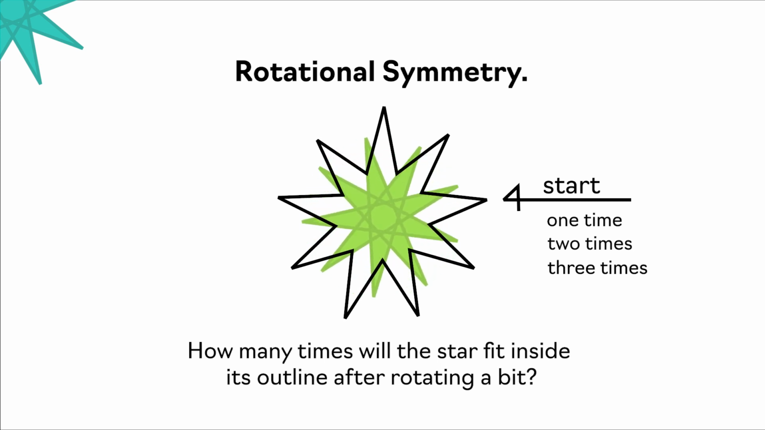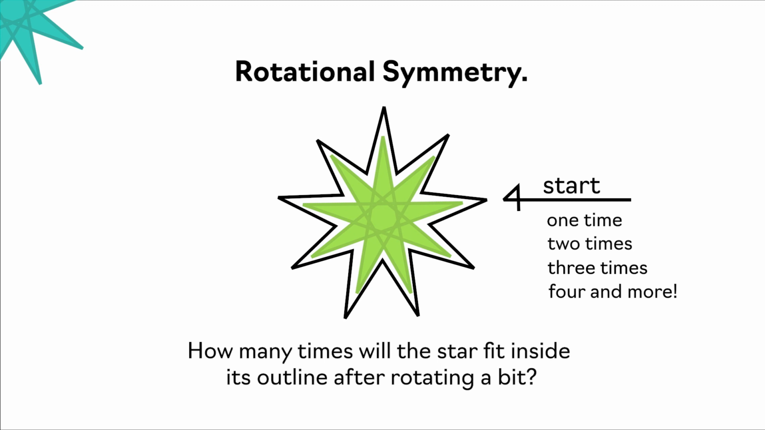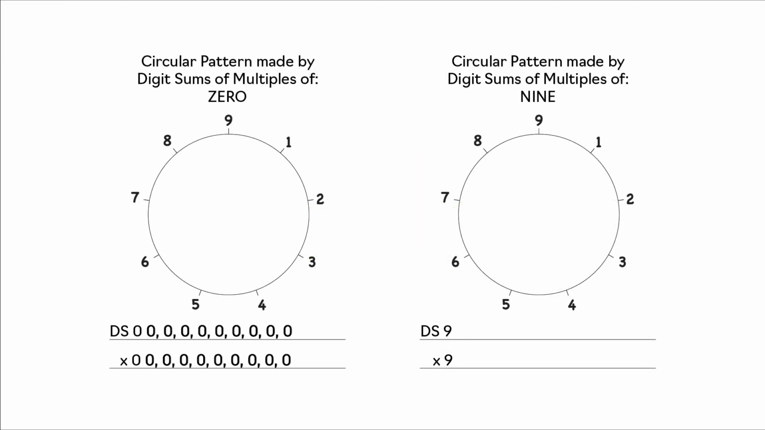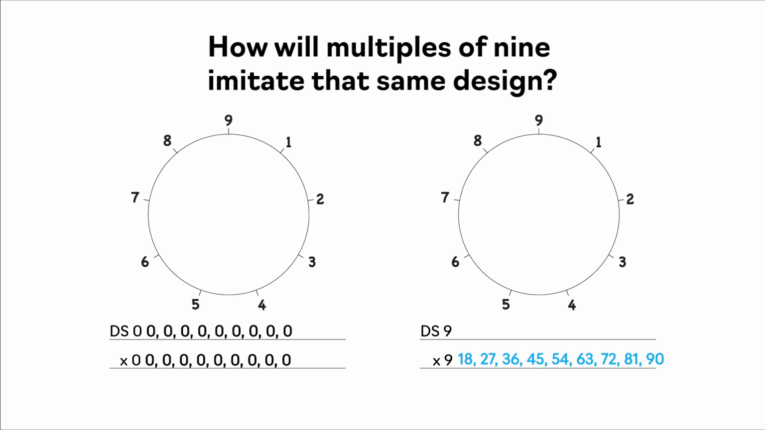What pairs are left? 9 and null. I guess we should try them all. There isn't any place to go. The circle's blank, of course. Hello. That multiples of 0 show no lines, I understand. But oh, how will multiples of 9 imitate that same design?